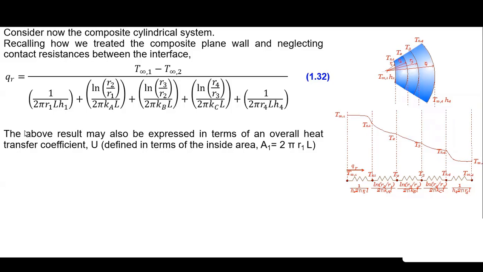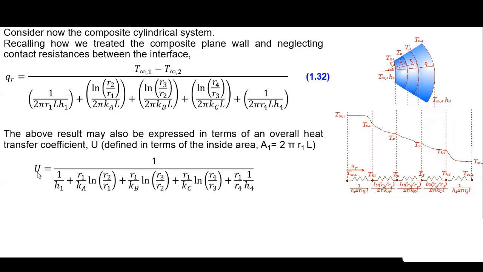The above result, once again, like the plane wall, we can write down in terms of the overall heat transfer coefficient. If you write it in terms of the inside area, meaning the inner cylinder area with respect to radius r1, which is 2 pi r1 into L, we can write it in this fashion. So this U is the overall heat transfer coefficient based on the inner surface area. If you use this inner surface area, you multiply everywhere by 2 pi r1 L, and you will get this. You can also calculate the overall heat transfer coefficient based on the outer surface area.